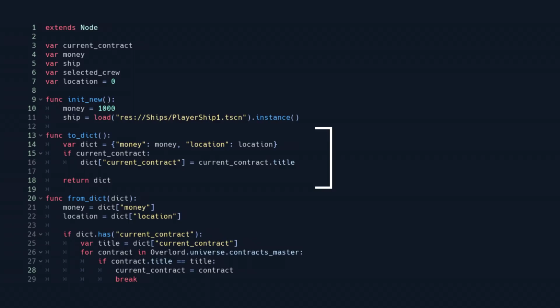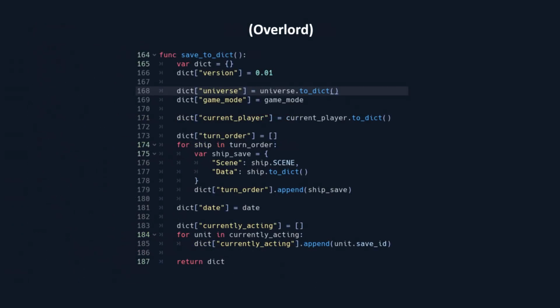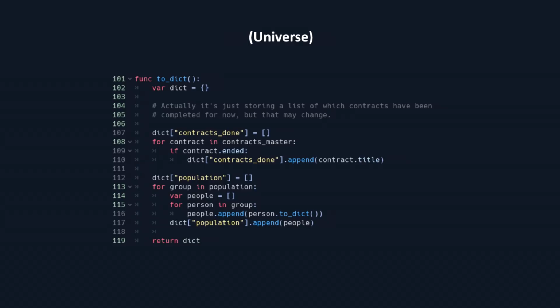ToDict for converting to a dictionary with all the information needed to recreate it, and FromDict for reversing that process to rebuild the object. I start from Overlord, telling the universe to convert itself to a dictionary. In that process, it converts all of its contracts to dictionaries, all the population to dictionaries, etc. It's a lot of work to implement on a bunch of different classes, but fairly straightforward.